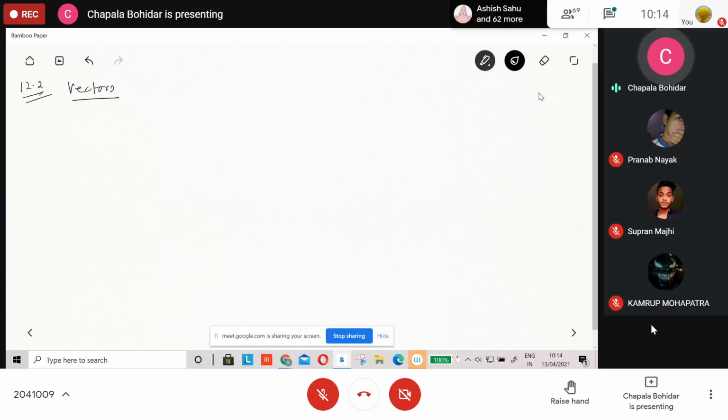What is a vector used by scientists? It contains both magnitude and direction. Yes, both quantity and direction. So it is always represented like this. If V is the vector, we represent it as an arrow mark, and this arrow mark is the direction of the vector.